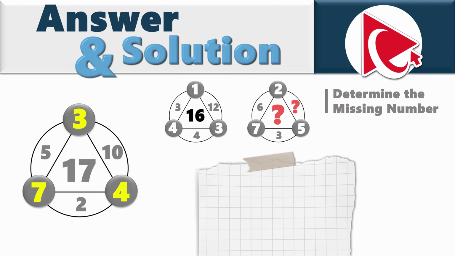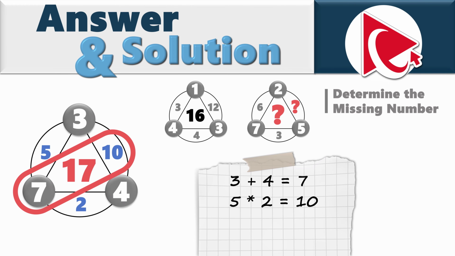If you look closely at the numbers in small circles, 3, 4, and 7, you can easily see that 3 plus 4 equals 7. Let's look at the numbers inside the larger circle. 5 multiplied by 2 equals 10. You need to move counterclockwise here. 7 and 10 are results of the calculations. 10 plus 7 equals 17, which represents the middle number.